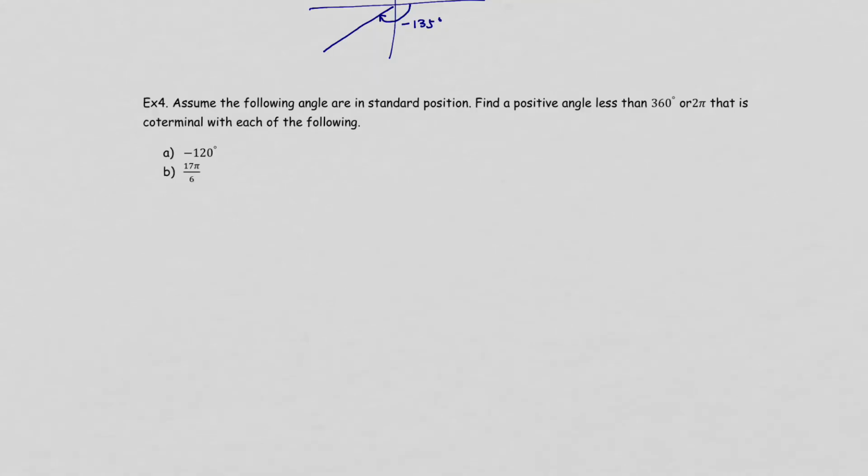Example 4 is asking you to find the coterminal angle. Coterminal angle, that's within one circle, right? So if I draw the first negative 120 degrees, it'll be something like that. This is going to be negative 120 degrees. Your coterminal angle is going to be, because it's within the 360 degrees, it could be from the positive angle, right? This right here. How do we find that? It's going to be 360 minus 120 degrees, which is 240 degrees.